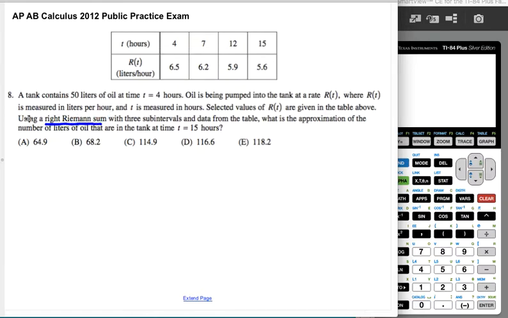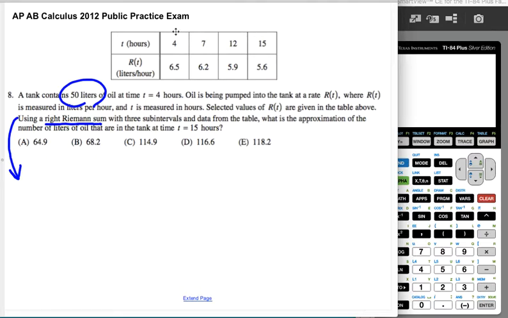And honestly, you can kind of skip through these table problems and look for what they want you to sum. So they want me to use a right Riemann sum with 3 subintervals to get the approximate number of liters at 15 hours, right? So we know that it starts with 50 liters. We can approximate how much is gained from hour 4 to hour 15.